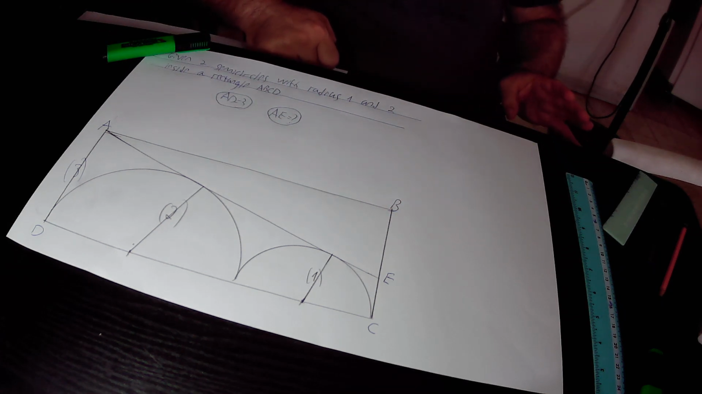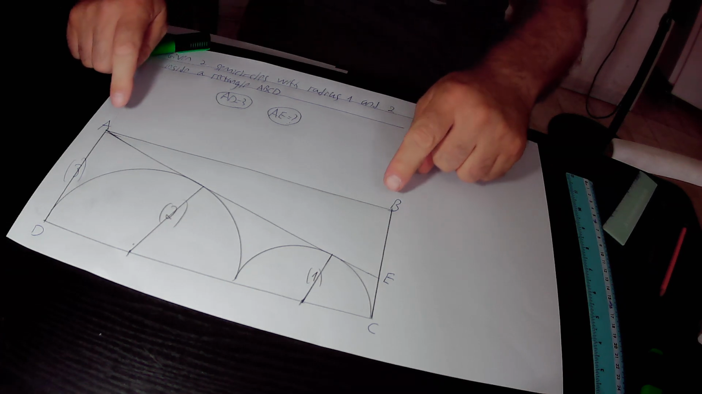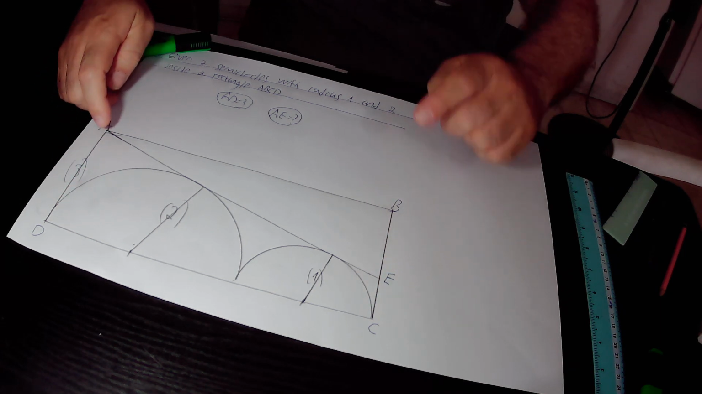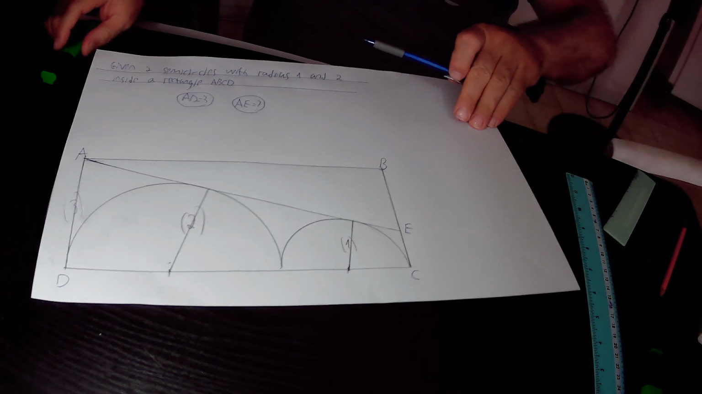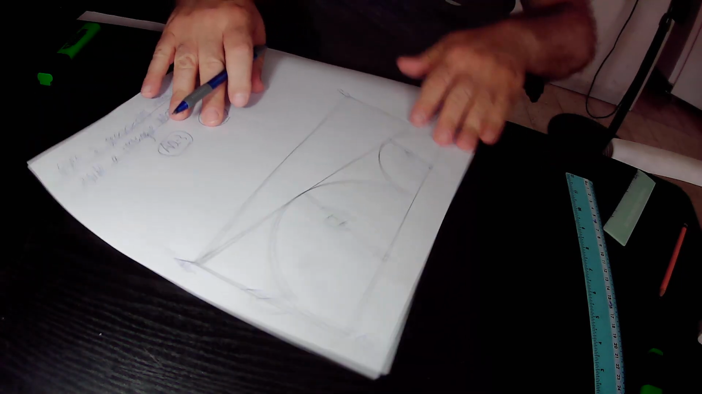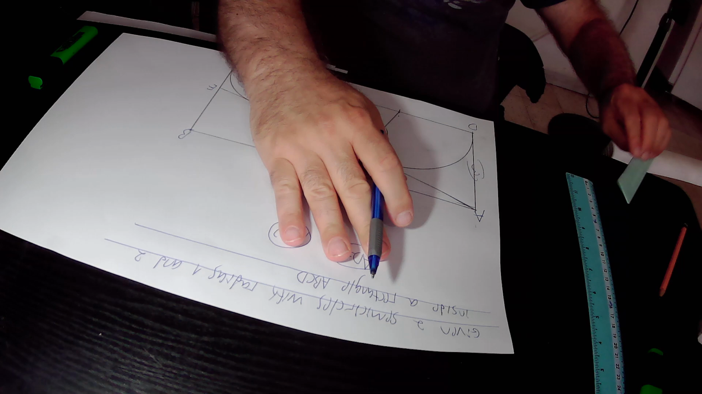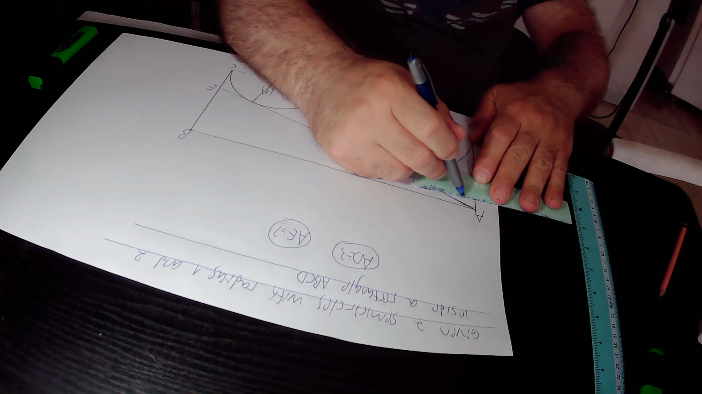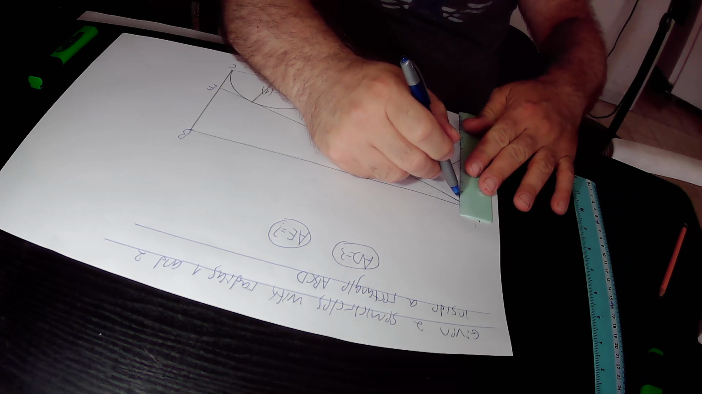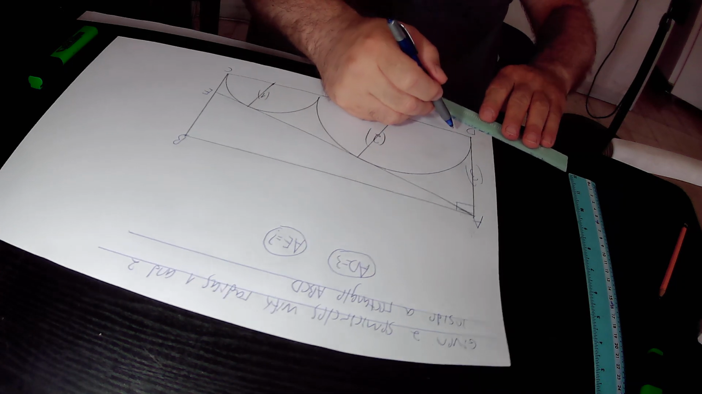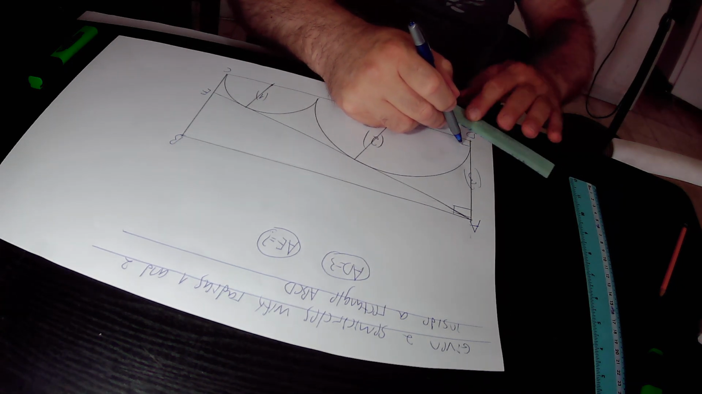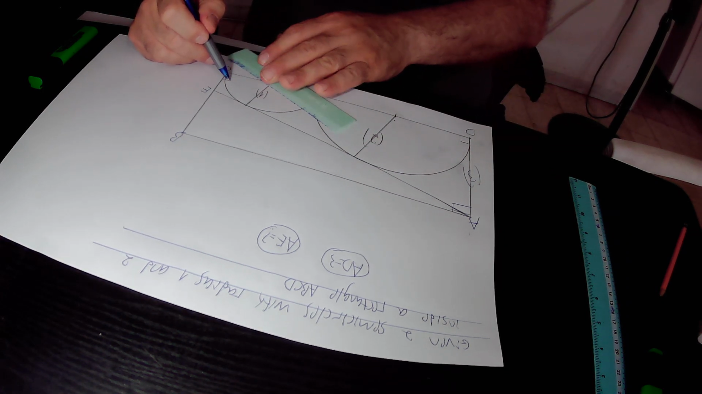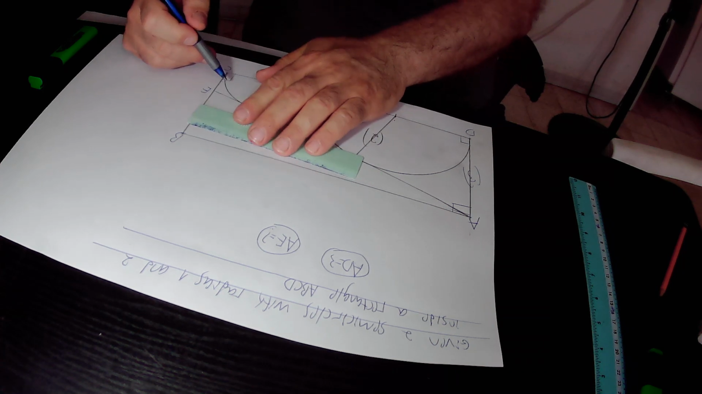So first of all, we know that all those four angles inside rectangle ABCD are right angles. So I write it down. This is a right angle. This is also a right angle. This is a right angle. And finally, this is also a right angle.